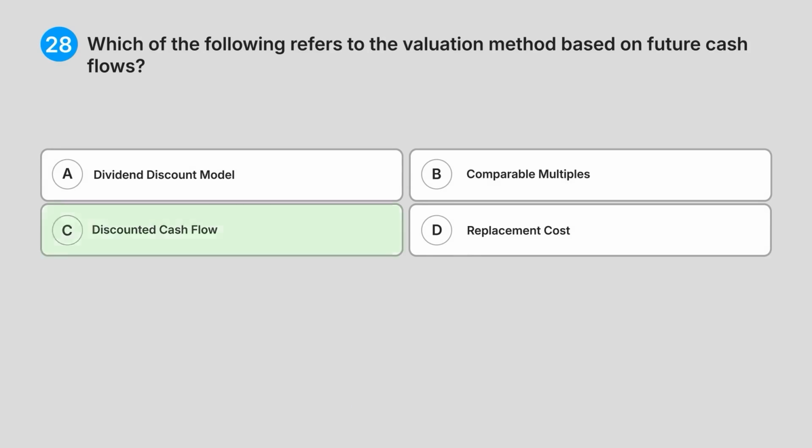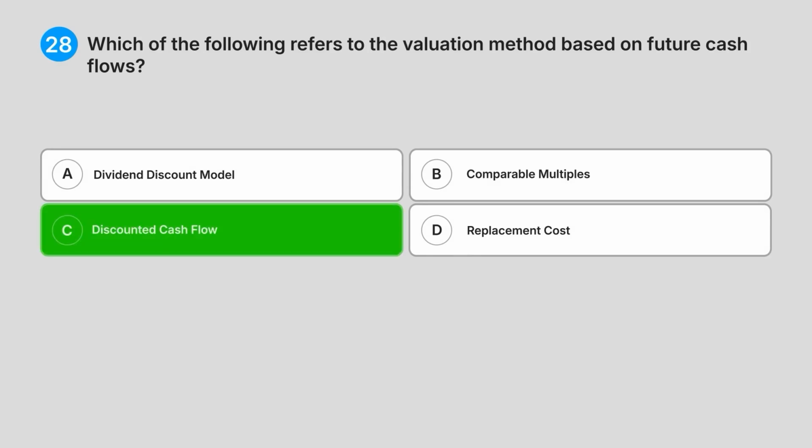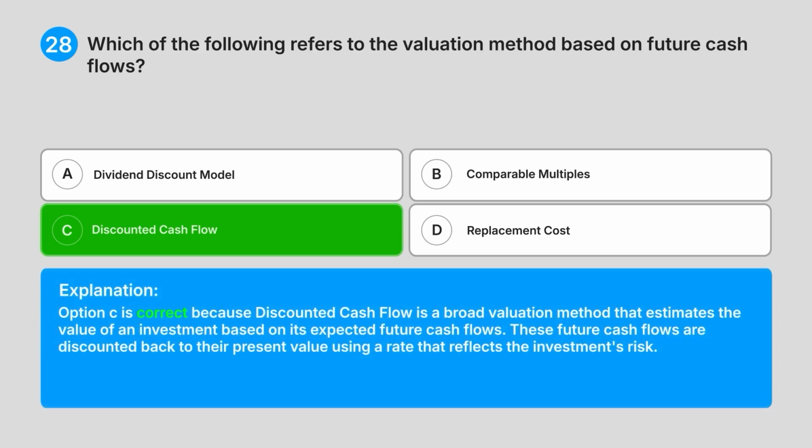Correct answer. C. Discounted cash flow. Explanation. Option C is correct because discounted cash flow is a broad valuation method that estimates the value of an investment based on its expected future cash flows. These future cash flows are discounted back to their present value using a rate that reflects the investment's risk.